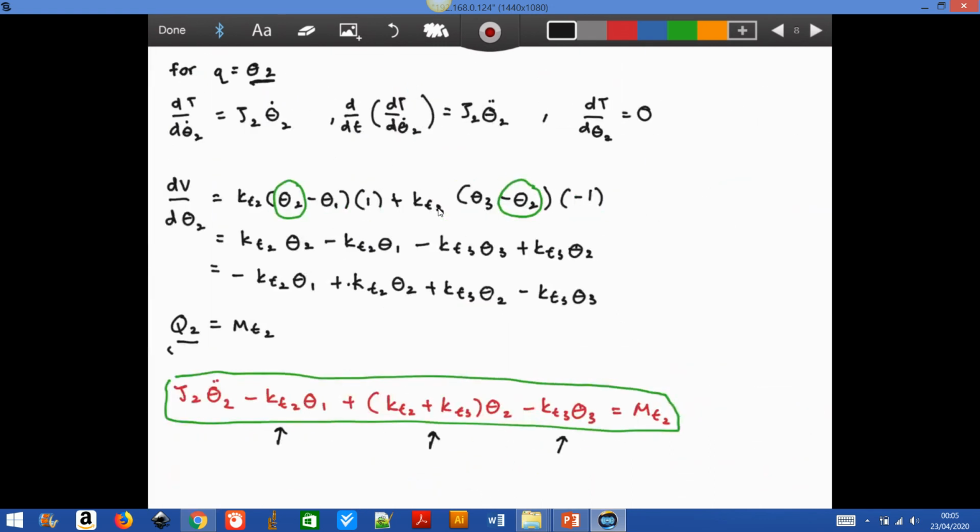So it's an alternative to using Newton's second law in order to construct the equation of motion.